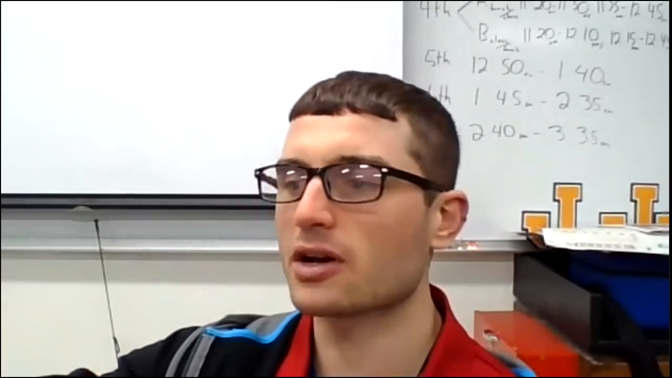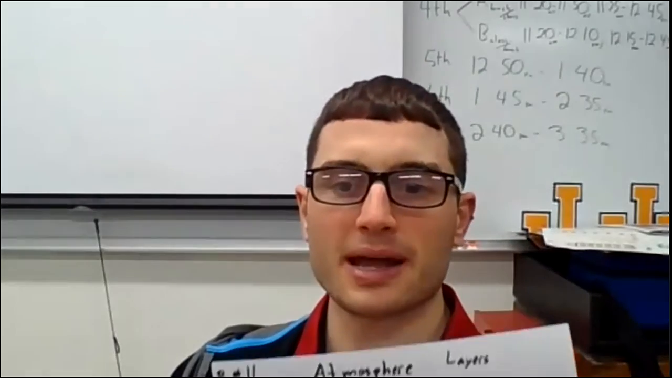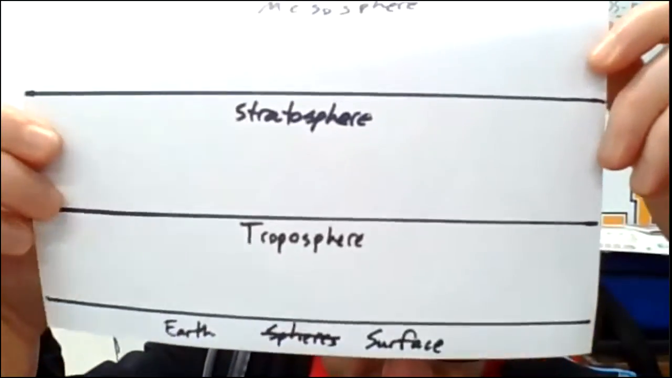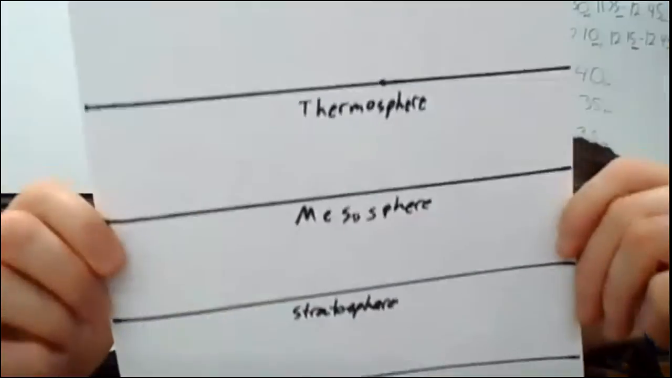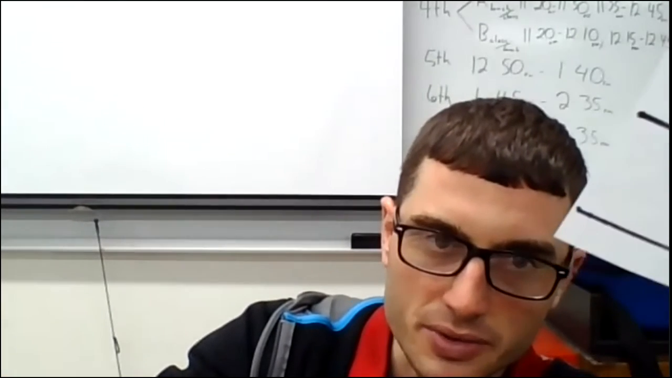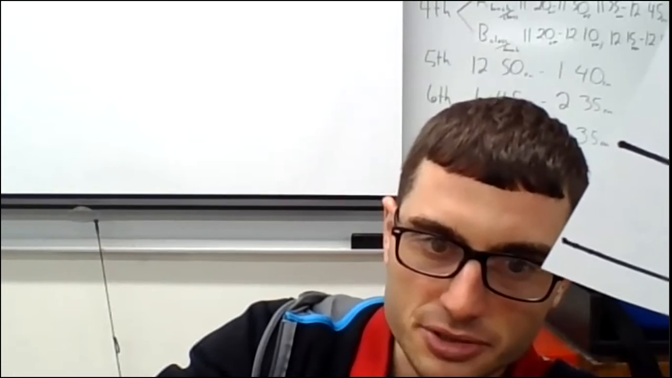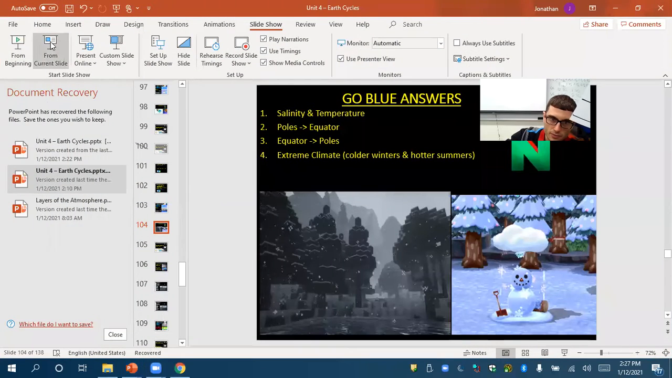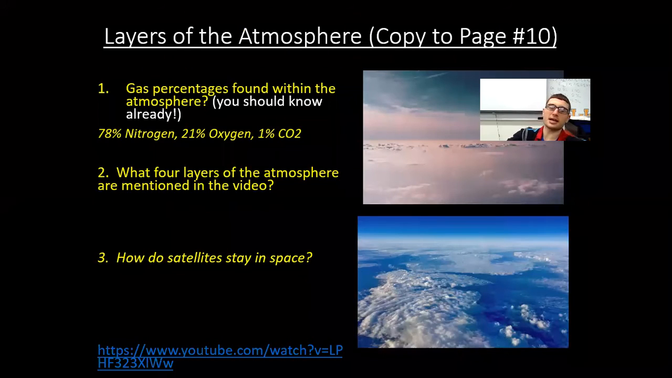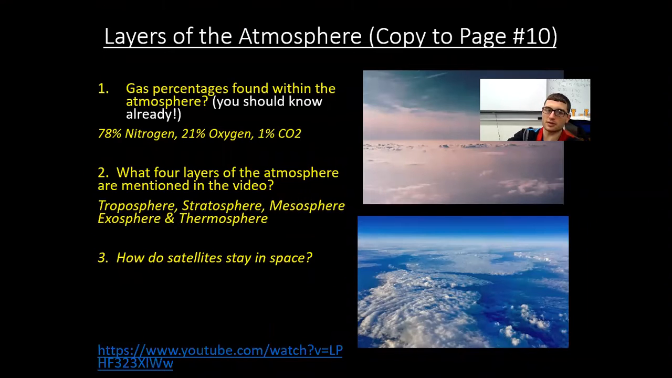You can see me. Let's go to page 11. What I'm going to have you guys do is draw out 5 different sections. And hopefully this is right side up. You can see it, read it okay? We've got 5 sections for our different atmosphere layers. And just so you guys can see this as well. Oh, well, you can't because I'm not sharing the screen. Hold on. Let me share screen again. Okay. Again, 78% nitrogen, 21% oxygen, 1% CO2. And then again, troposphere, stratosphere, mesosphere, exosphere, and thermosphere.